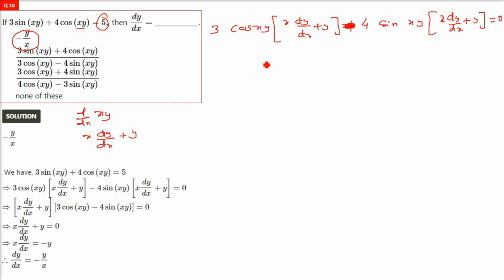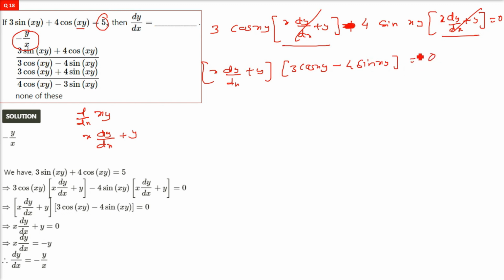Now let us take this x dy by dx plus y common, because this term is in both the main terms. So x dy by dx plus y I'm taking common. What is going to remain? 3 cos xy minus 4 sin xy. Now you see cos and sin have the maximum value of minus 1 and 1. Right. So in either way, whatever combination is there, it is not going to be 0.